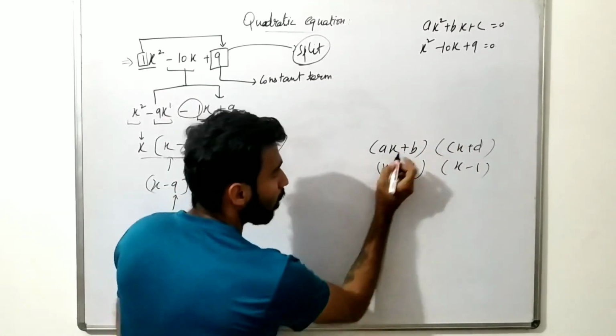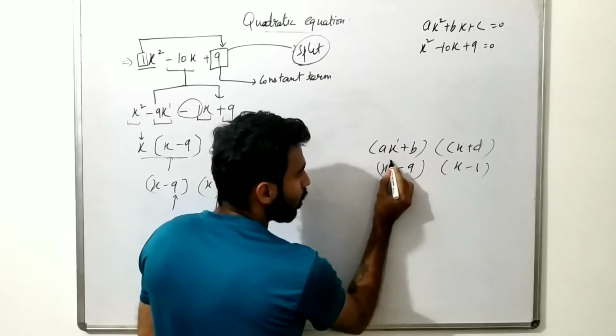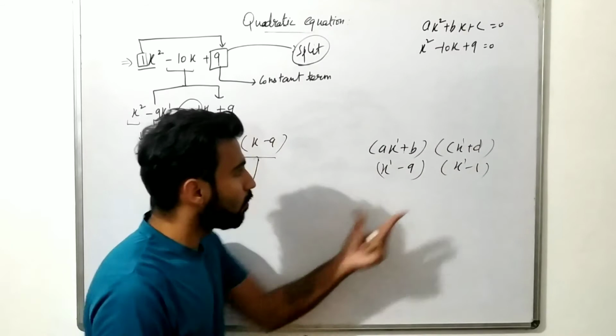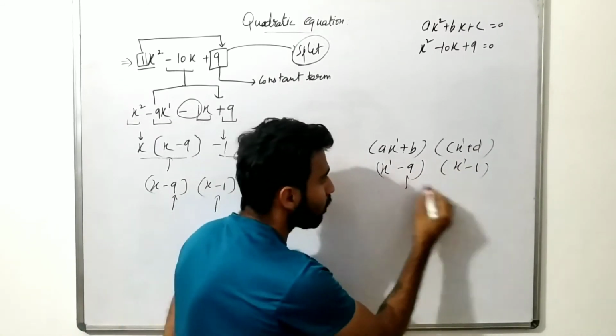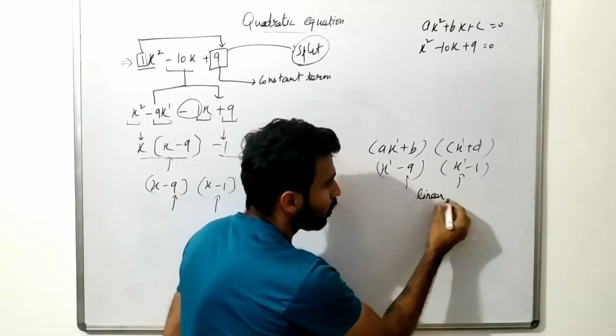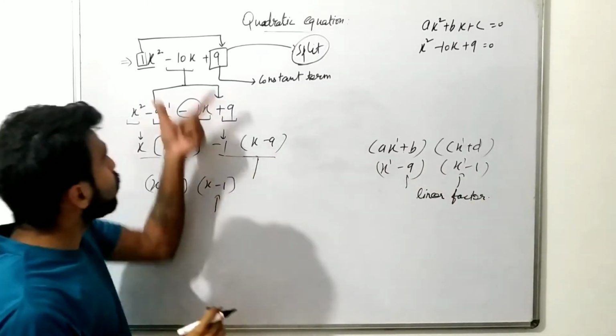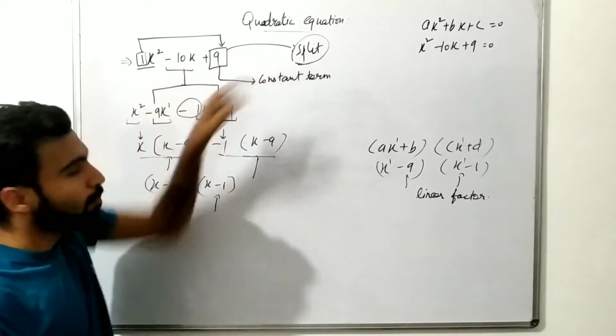You can see the power of x is 1 here. Similarly, the power of x is 1 down here. So these two are the linear factors that you have to make through this term here by splitting.